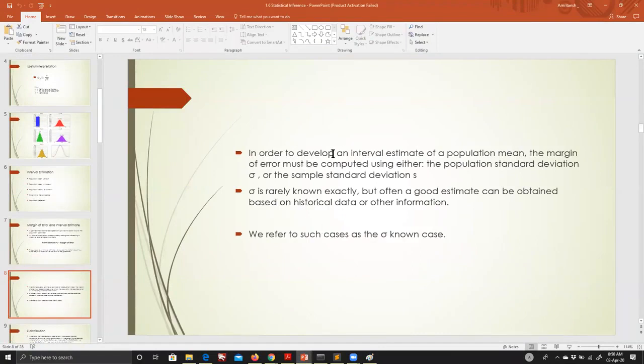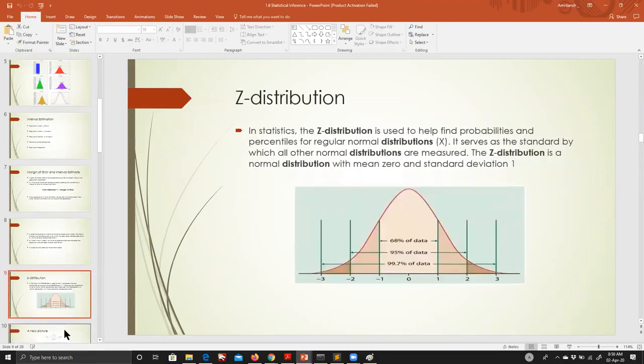Now, in order to develop an interval estimate for the population mean, the margin of error must be computed using either the population standard deviation or the sample standard deviation, small s. Sigma is rarely known exactly, but often a good estimate can be obtained based on historical data or some other information. We refer to such cases as the sigma known case. So let's start with the sigma known case and check what a z distribution is.